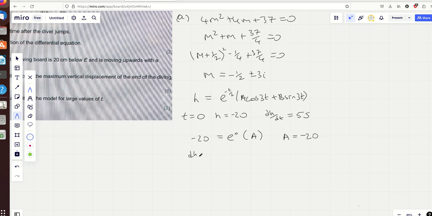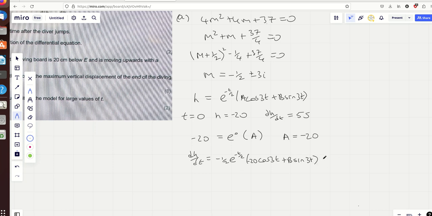Lovely. Differentiate, this is definitely the pain point in the question. Differentiate that, minus a half e to the minus t over 2. This just takes forever. Times it by the other side undifferentiated. Let's put a in as minus 20 actually as well. That makes it easier, to be honest. So I'm not differentiating this side.